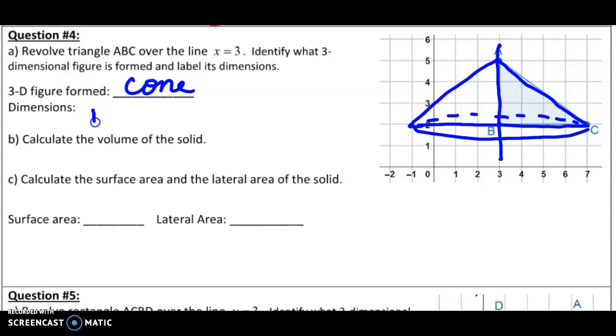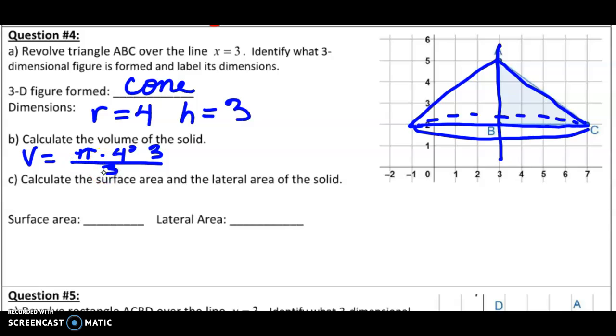For the dimensions, if you start at the center and count out, you have a radius of 4. Start at the center and count to the tip, you have a height of 3. So again, finding the volume, it's pi r squared times the height divided by 3. That's the volume of a cone. And that will give you 16 pi, which is approximately 50.3 units cubed.